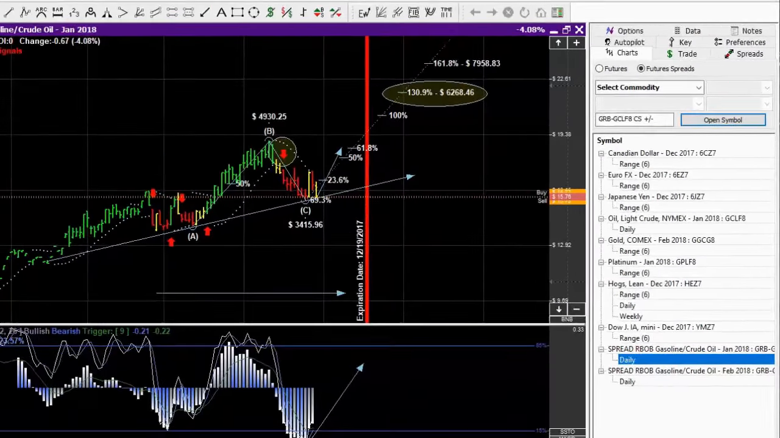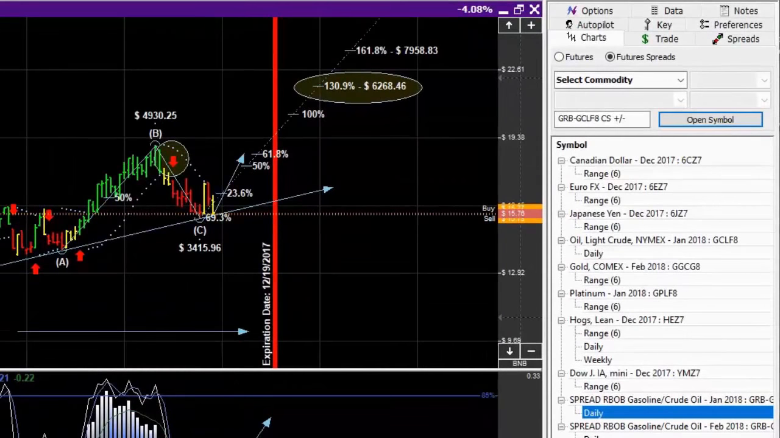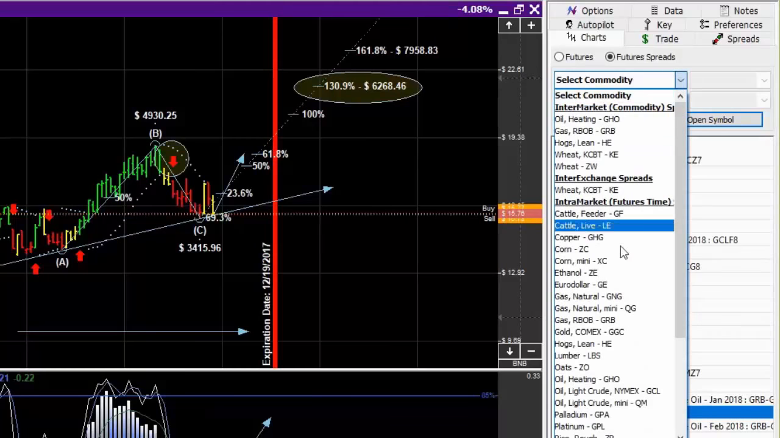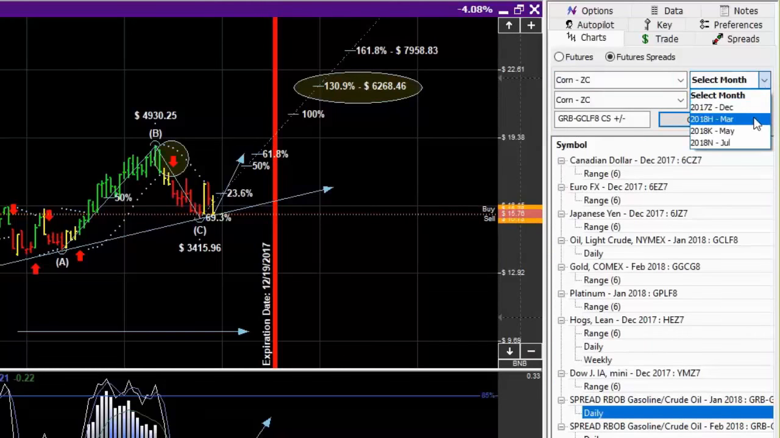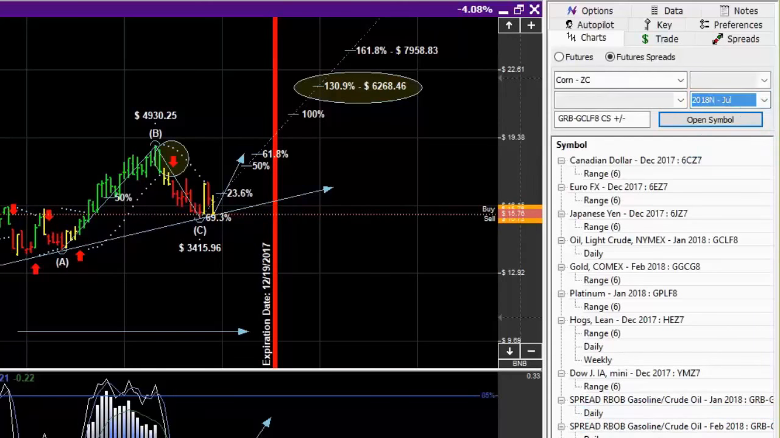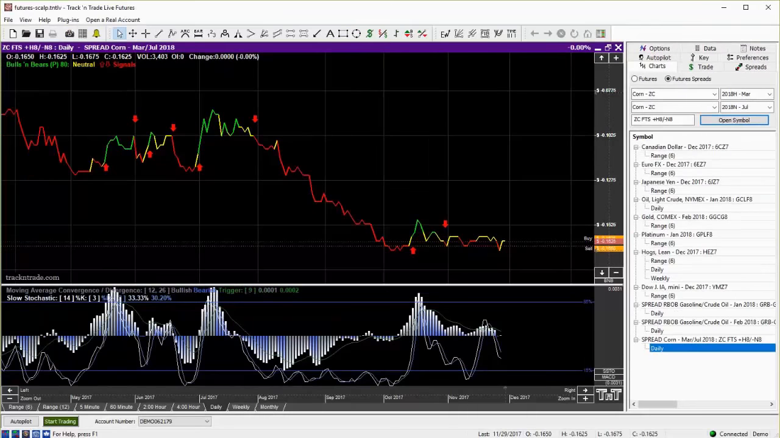Let's take corn, for example. In corn, we generally spread between two different crop years: last year's crop, which is currently in storage, and a known quantity, against this year's crop, which is still in the growing stages and is usually much more volatile. Not to mention, we also simply have the passage of time, and as we all know, time is money.